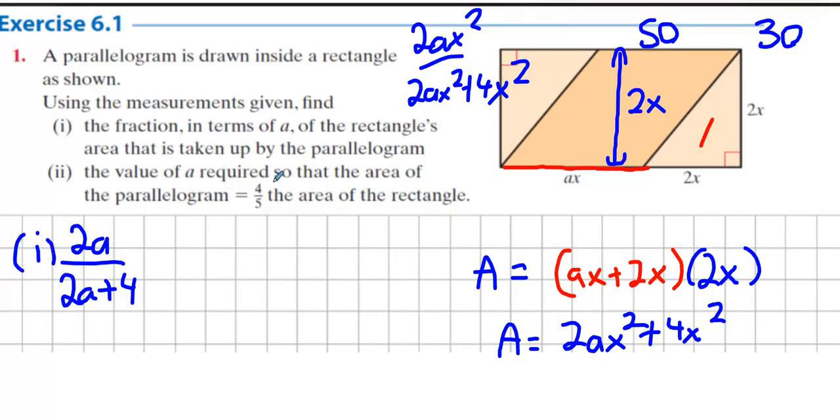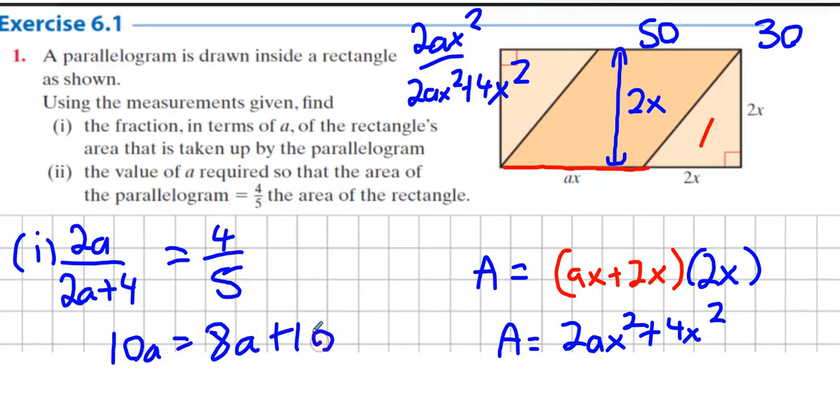Find the value of a required so that the area of the parallelogram is 4/5 the area of the rectangle. Well, this means that fraction equals 4/5. We're going to get 10a equals 8a plus 16, and then what do we have then? 2a equals 16 and a equals 8.